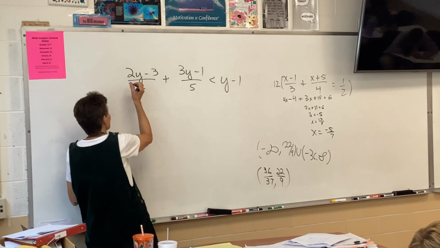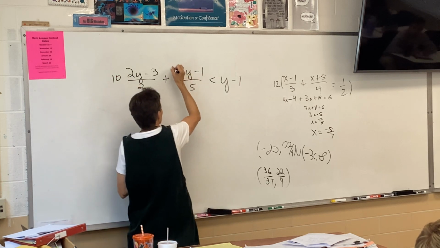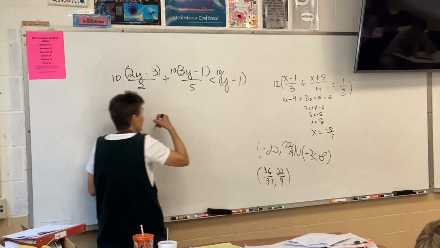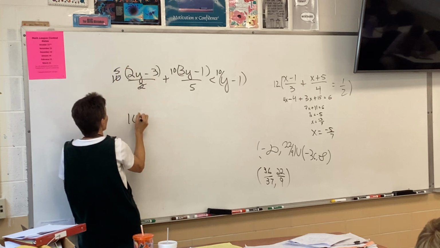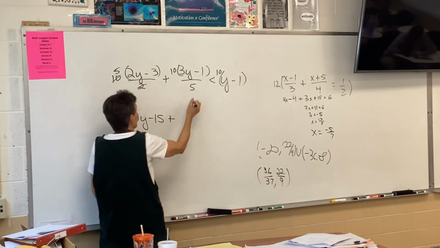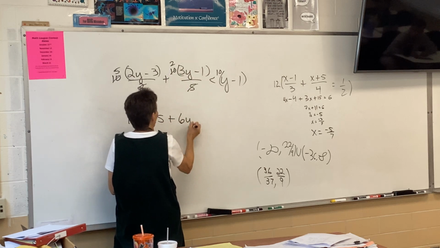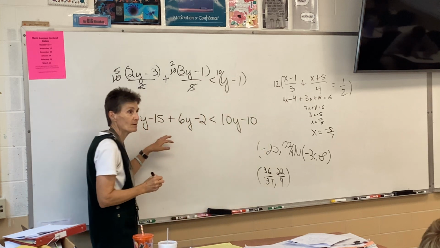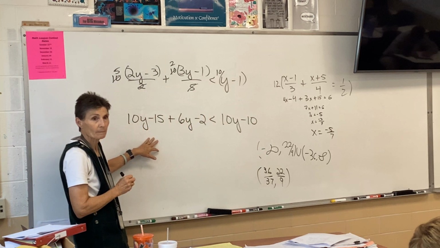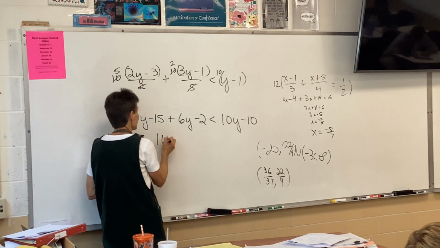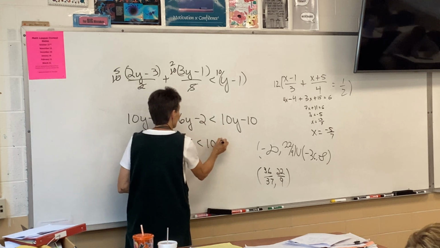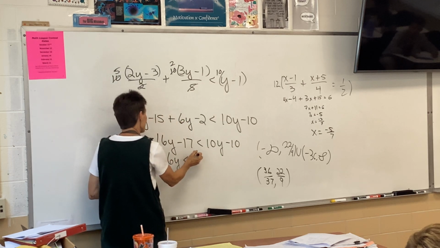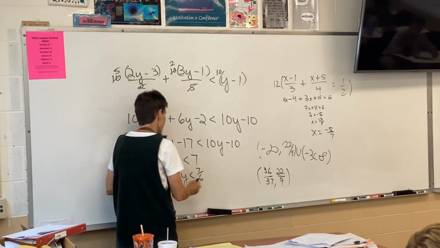So if I multiply by 10, and some of you don't need to write this down, I know that. But if I do, I'm gonna have 10y minus 15 plus 6y minus 2 less than 10y minus 10. Don't let me make a mistake, I'm kind of rushing. Are we good? All right, so over here I got 16y minus 17. So I'm gonna end up with 6y less than 7. Did you get y less than 7/6?